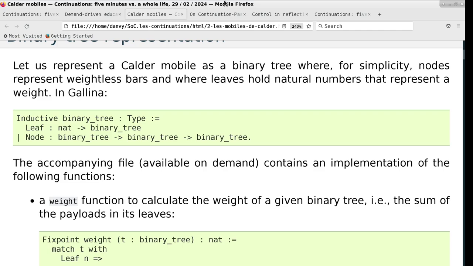Let us represent a Keldon mobile as a binary tree where, for simplicity, nodes represent weightless bars and leaves hold natural numbers that represent a weight. In Gallina, this declaration of a data type has two constructors, one for the leaf, one for the nodes. The leaf constructor takes a natural number, the node takes two subtrees. Inductive binary_tree.